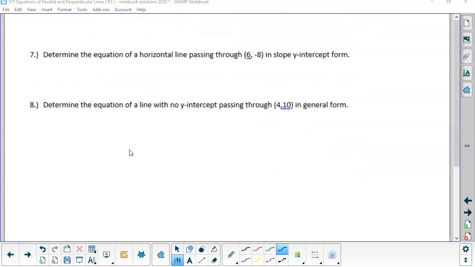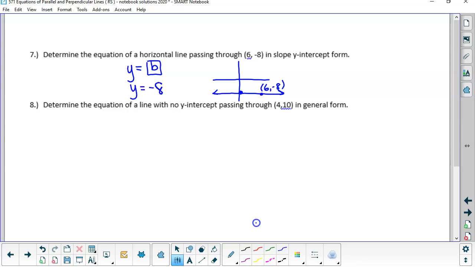And then determine the equation of a horizontal line passing through 6, negative 8 in slope y-intercept form. So a horizontal line, remember, is y equals the y-intercept. So it's really y equals b. Now, if you think about graphing this, it passes through 6, negative 8, and it's a horizontal line. So this point is negative 8. So this is going to be y equals negative 8, and it says in slope y-intercept form, so that means solve for y. You're done.